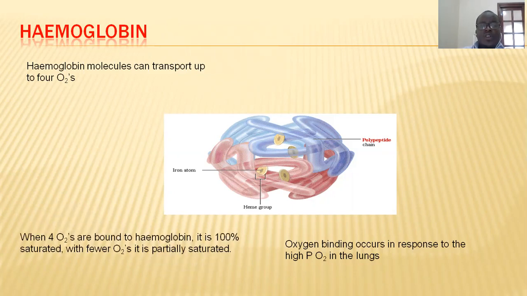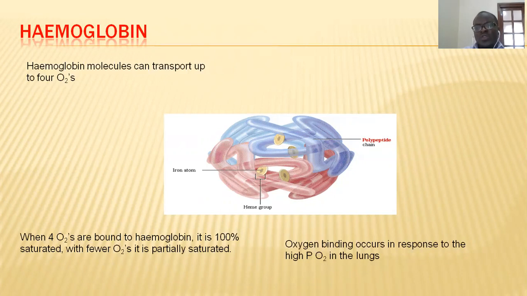So when 4 oxygen molecules are bound to the hemoglobin, it is 100% saturated. But with pure oxygen, it is partially saturated. What it means is that once 4 oxygen molecules go and bind to the 4 heme groups, then that hemoglobin is saturated. It can't take up any more oxygen because its carrying capacity is maximum now.